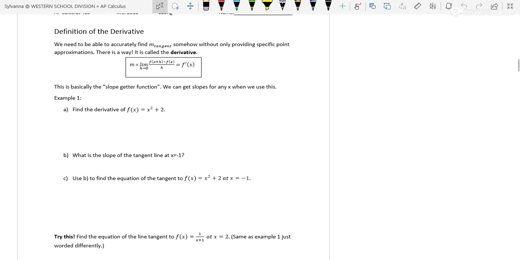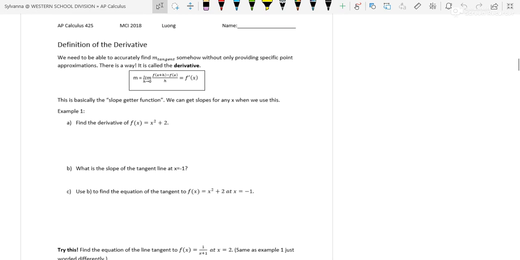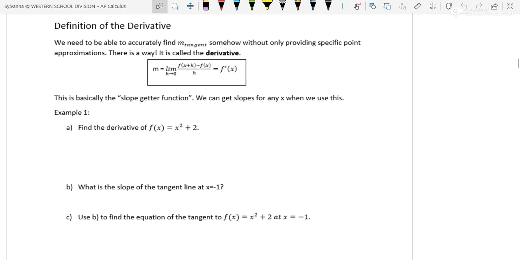Today's lesson, we're going to look at the definition of the derivative. We'll be doing a lot of derivatives in this course, and this is just an introduction to it. But what it really is, is a slope getter function, as they say. It can give us the equation of the slope, not just at one specific point, like this m tangent that we kept calculating last class, but can give us the equation for all possible slopes of a certain function.